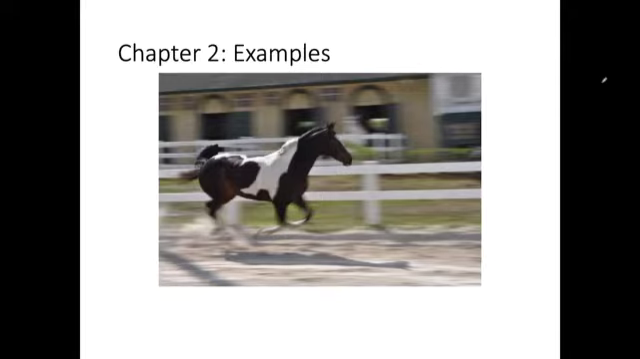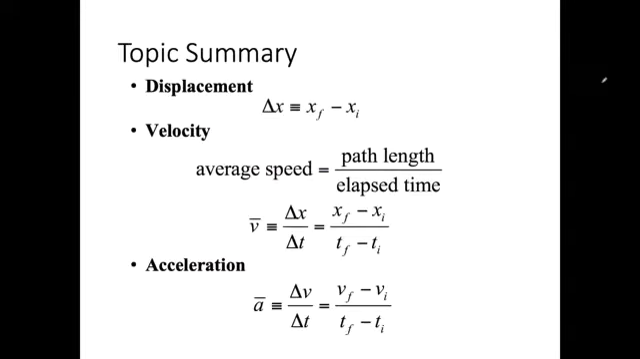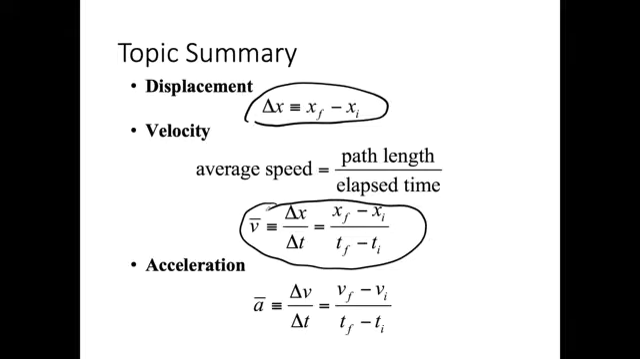So let's first see what we have learned. We have learned the definition of displacement, which is a vector, and it's your final position subtract initial position. That's the definition of displacement. And then we primarily will be interested in the velocity. By definition, velocity is displacement over time. Displacement over time gives you velocity. And then we have acceleration, which is change of velocity over time.